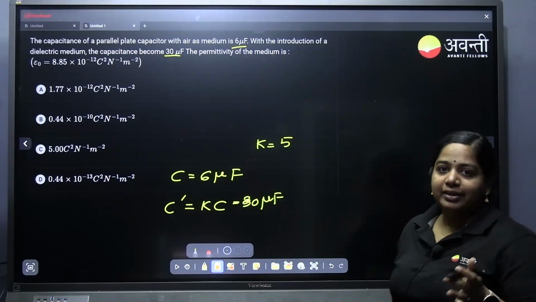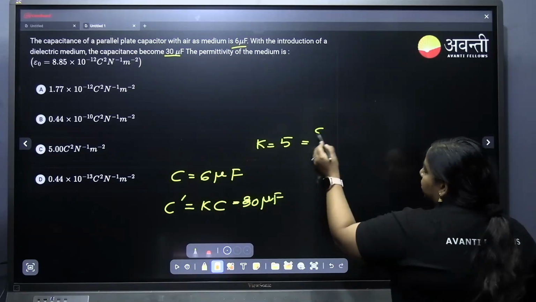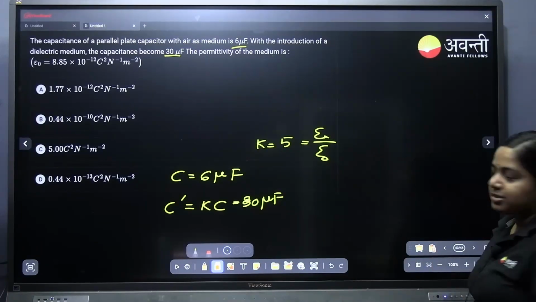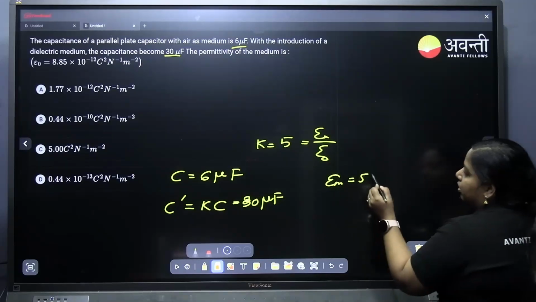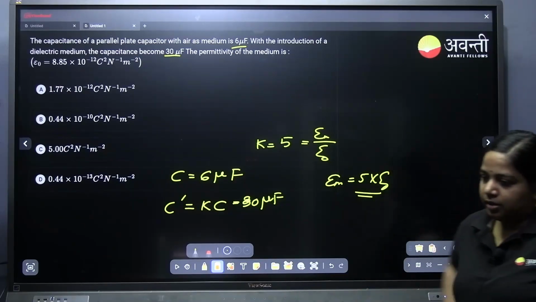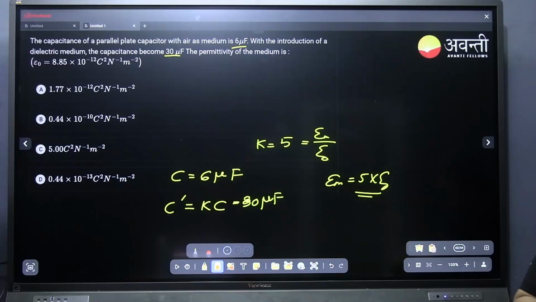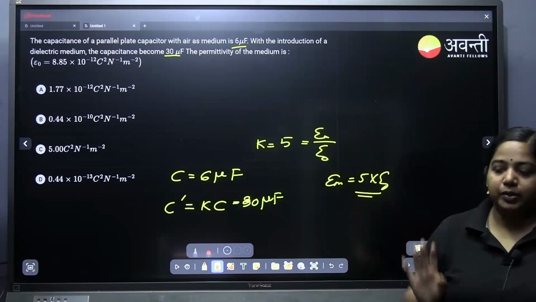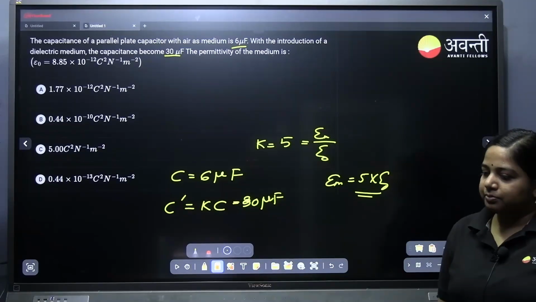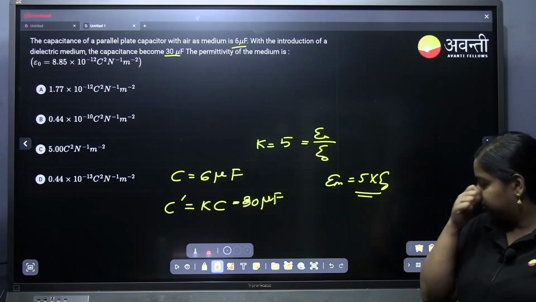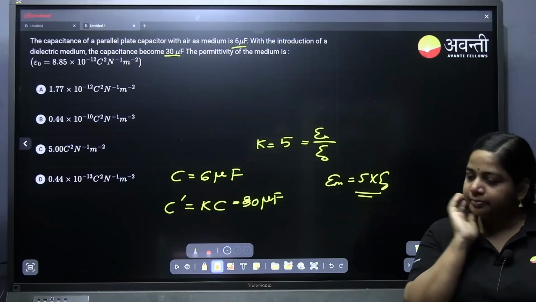Next we have to find permittivity, right? Permittivity of the medium divided by permittivity of space is our K, dielectric constant. So medium's value is equal to 5 into epsilon naught. Okay. What is the answer? Epsilon naught value is already given in the question, so we don't have to worry. Anyone got the answer?